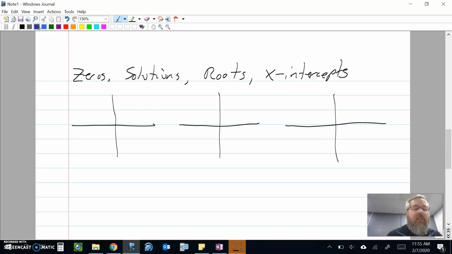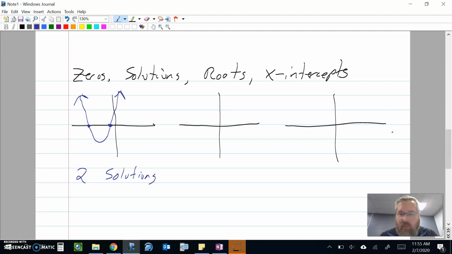Let's say I have a parabola that opens up like this. How many times does this graph cross the x-axis? It crosses it twice. Once, twice. This has 2 solutions, or 2 roots, or 2 zeros, or 2 x-intercepts. They all mean the same thing. I know it's confusing, but that's just how it is. A lot of times we have a lot of ways to call something a thing.